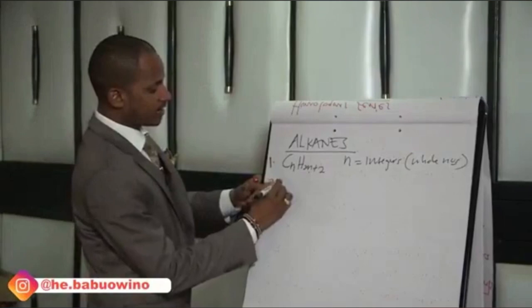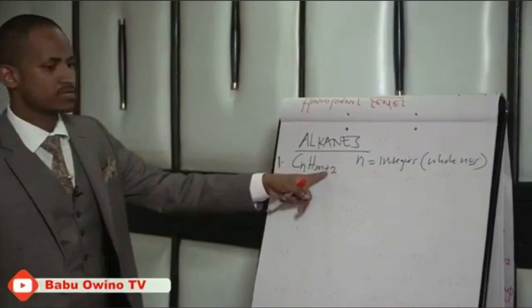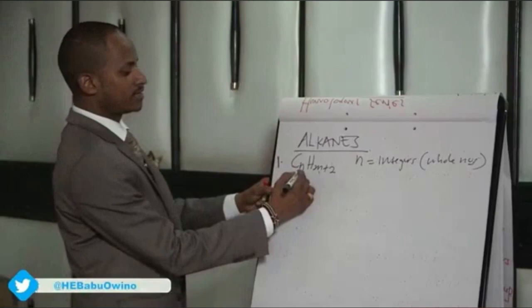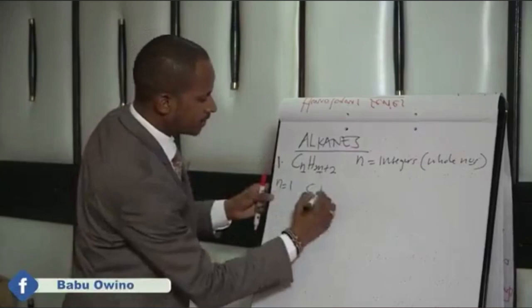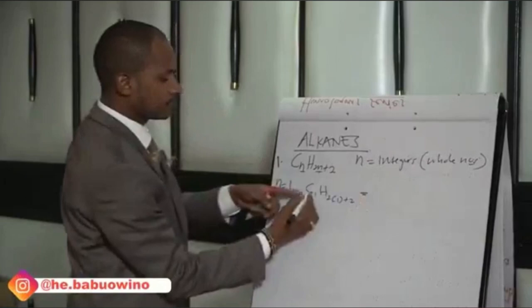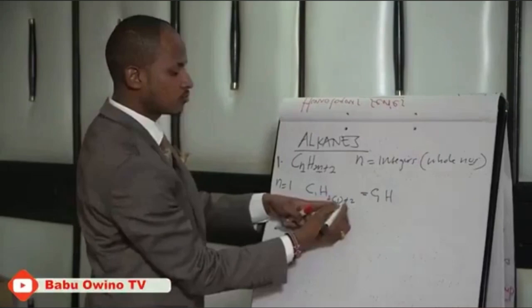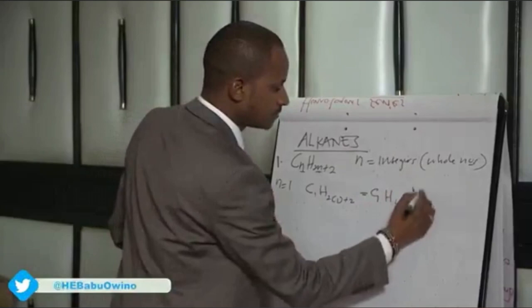When our n is 1, we simply place it in the general formula CnH2n+2. So when n is 1, you replace n with 1, that is C1. Then H is 2 times 1 plus 2. 2 times 1 is 2, 2 plus 2 is 4. C1H4 is methane.